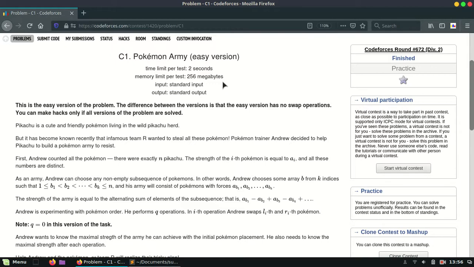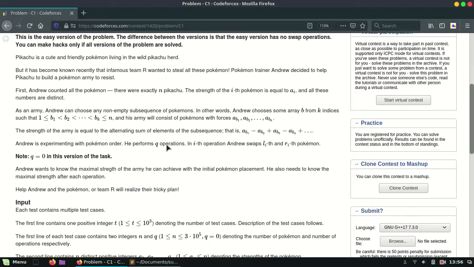So, today I am back with a new editorial, and this editorial is from Codeforces Round 672, Division 2. Today we will be discussing the easy version of problem C. The name of this problem is Pokemon Army. So let's move on to the problem now.